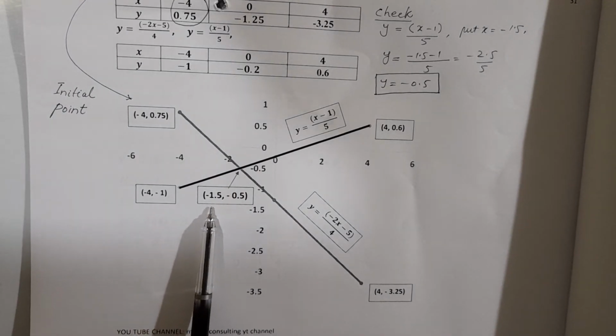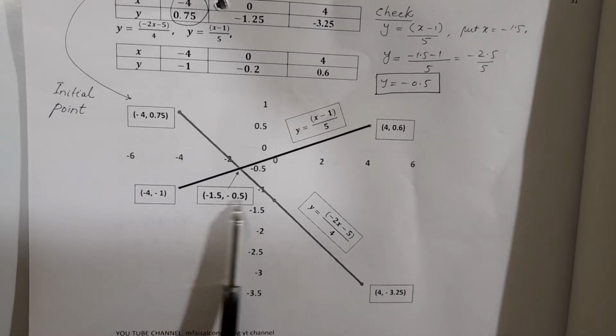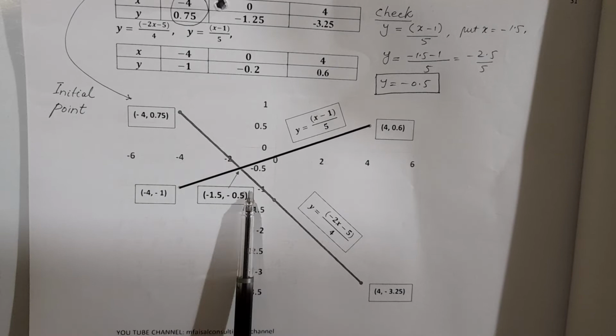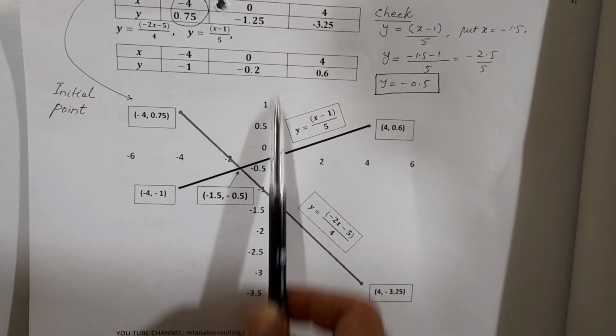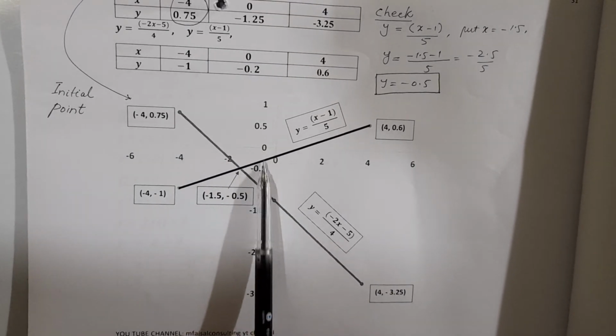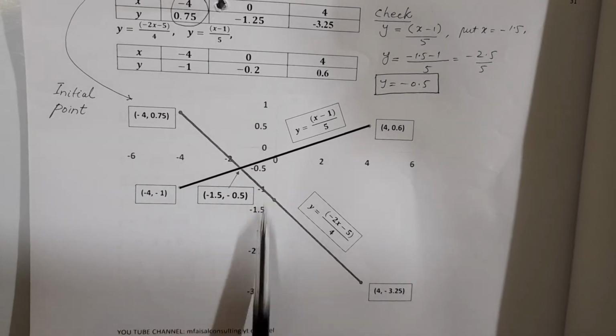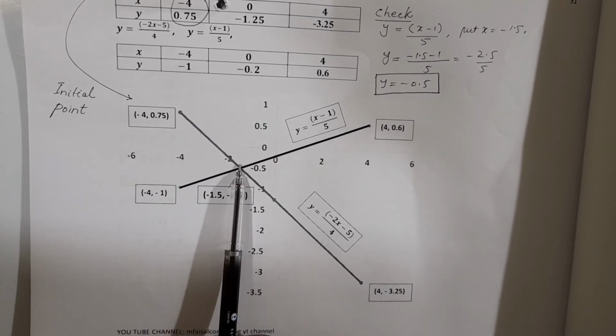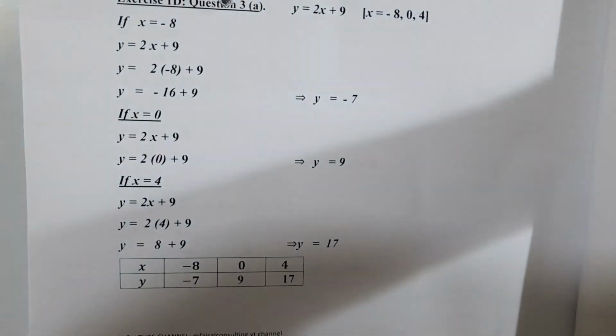This is the point where minus 1.5 on the x-axis, this is x-axis, and minus 0.5 on the y-axis. This is y-axis, this is 0, this is minus 0.5 on y-axis, and this is x-axis, minus 1.5 on x-axis. Moving on to question number 3a.